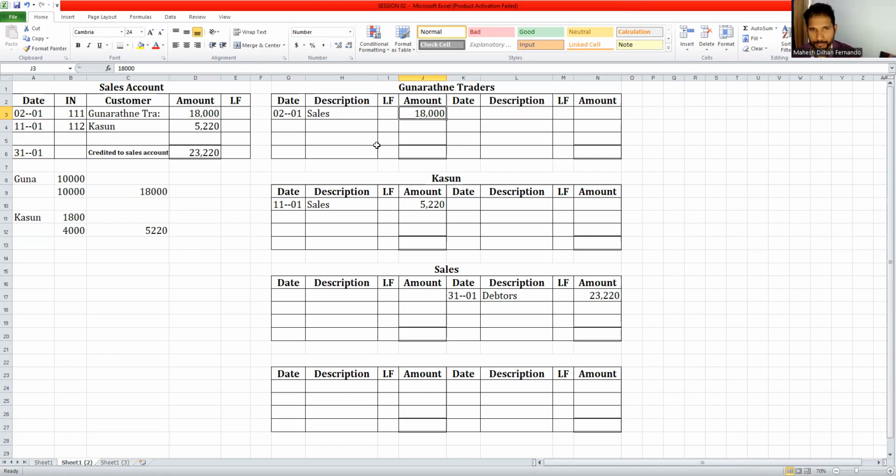Good. So make the corrections. This is the answer for activity number 8. And please make sure that we are not recording the sale to Gunaratna. Why? It is a cash sale. This should be the sales journal. In the sales journal, we record only the credit sales. Are we clear? Great.